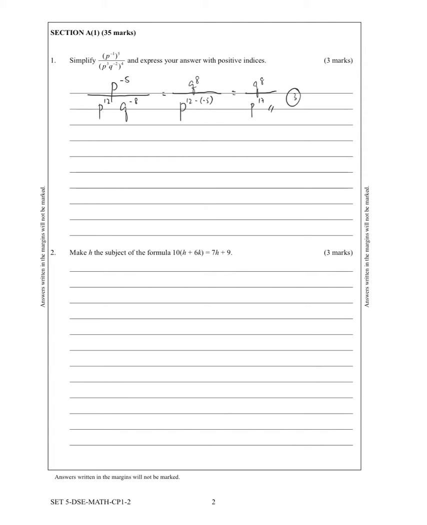Then making it the subject, so open up the brackets first. So 10h plus 60k equals 7h plus 9. And get the h's together. And then 10h minus 7h is 3h. And finally just divide that number over.